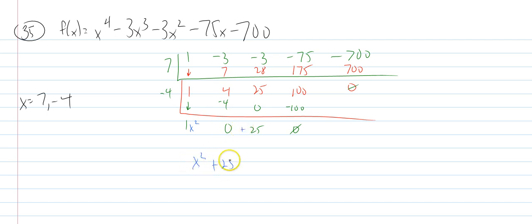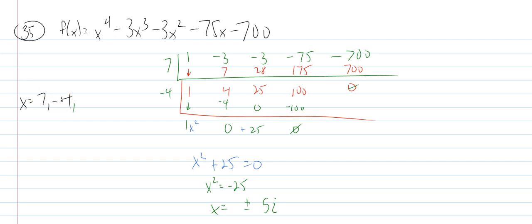The nice thing about that is it is a quadratic, and we have a lot of ways to solve quadratics. As I look at this, I see there is no term in the middle, so I'm just going to subtract 25 from both sides and then take the square root of that. Well, the square root of 25 is plus or minus 5, and because it's the square root of negative 25, that means it's imaginary. So our 4 solutions are positive 7 and negative 4.